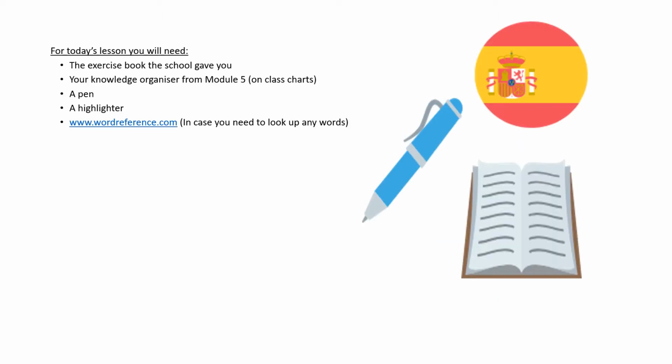So here is a list of the equipment that you will need for your lesson today. You will need the exercise book the school gave you, your knowledge organizer from module 5, which is on class charts, and you can open in a tab on your computer, a pen, a highlighter, and also wordreference.com, the online dictionary, in case you can't find any words in your knowledge organizer. So pause and find that now.